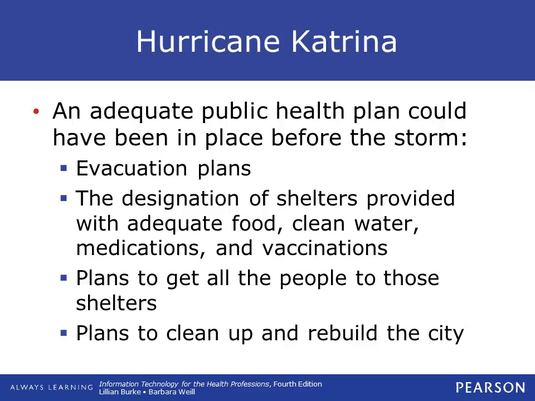One thing they learned from that was making sure they have a much more adequate public health plan, such as evacuation plans, designating shelters, and making sure those shelters have adequate food, clean water, medication, vaccinations, plans to help people get to shelters if they're trapped and can't drive, plans to help with cleanup, and plans to help rebuild the city.